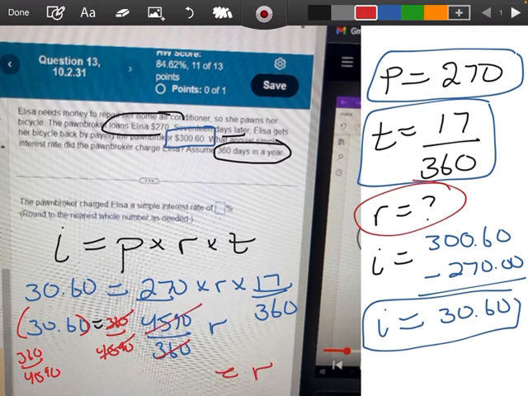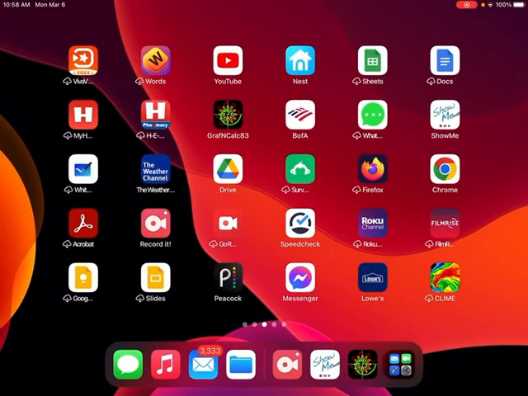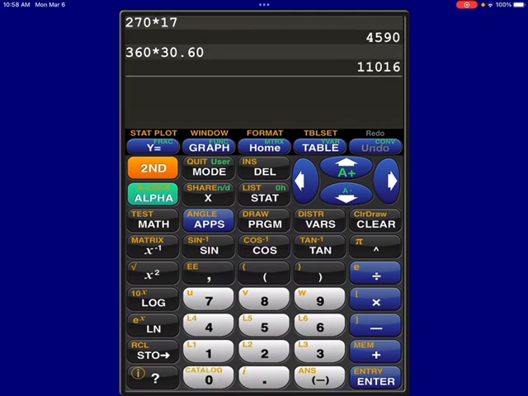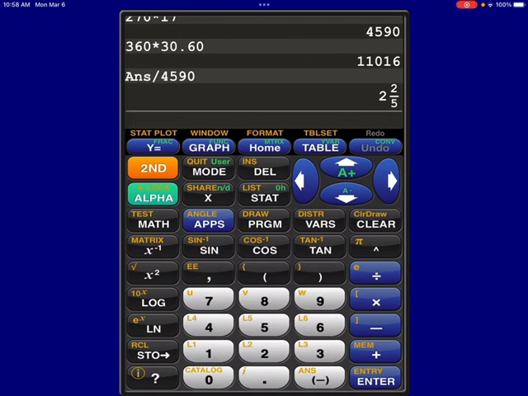Here's my R. I'm going to take this fraction, I'm going to multiply it by this number, okay? So let me show you how I'm going to do that. I'm going to take my calculator and I'm going to say 360 times $30.60, and then I'm going to divide it by the 4590, okay? And I'm coming up with 2 2/5. So really, on my calculator, y'all, it gives me a fraction. I'm probably going to want a decimal.